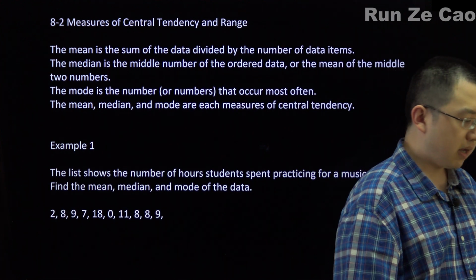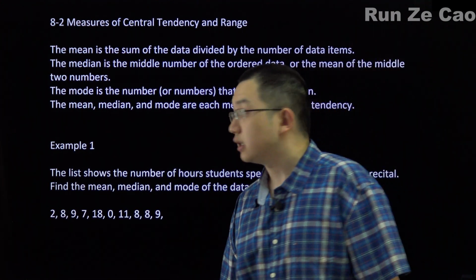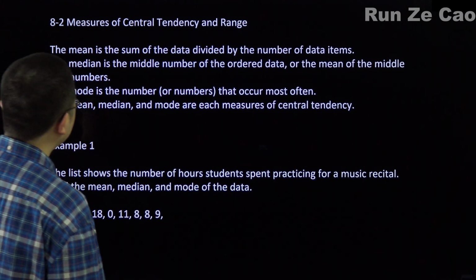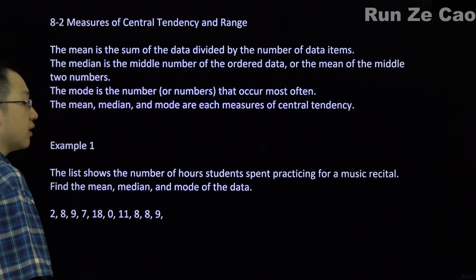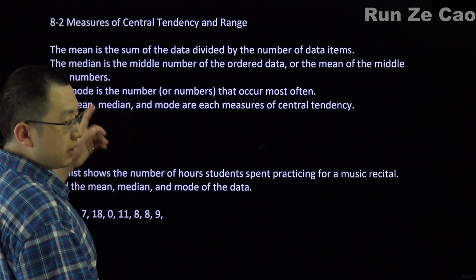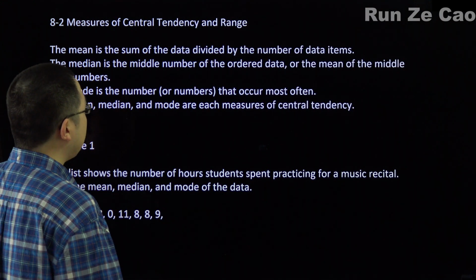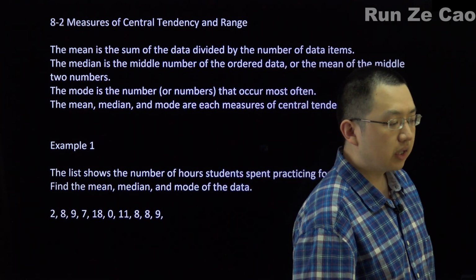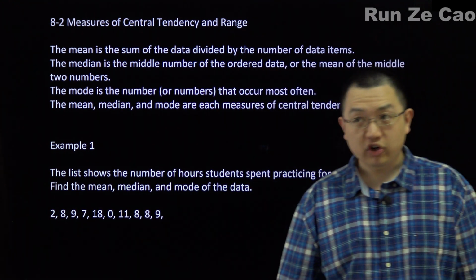Now let's say we're going to measure central tendency and range. Well, the mean, median, and mode are all measures of central tendency. The mean is the sum of the data divided by the number of data items or data points. So, in other words, the average.